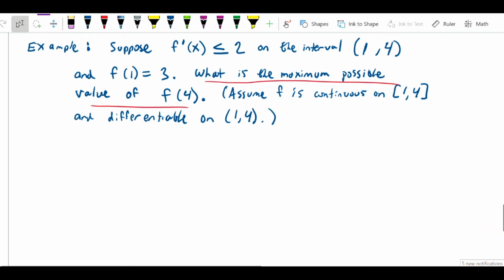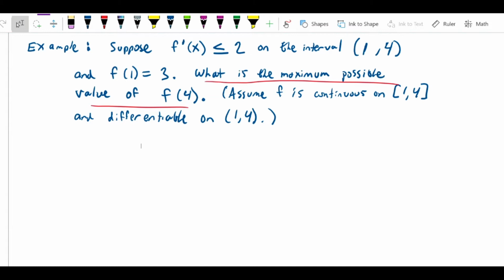So let's do a problem involving the mean value theorem that's a little bit more abstract than the ones we've been doing. Here we have a function about which we know a couple of things. We know that f prime is less than or equal to 2 on the open interval (1, 4). We also know that f of 1 is equal to 3. And we know that the function is continuous on the closed interval [1, 4] and differentiable on the open interval (1, 4). So the question we're being asked, the one I've underlined in red here, is: what is the maximum possible value of f of 4?